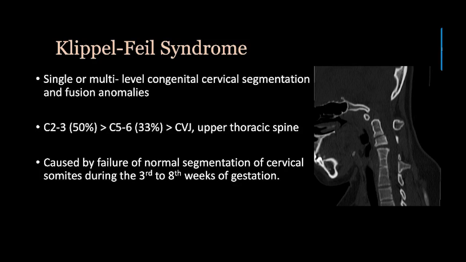It could be a single or multi-level congenital cervical segmentation and fusion anomaly. The most commonly involved level is C2-C3 in 50% of cases, then C5-C6, and then the craniovertebral junction and upper thoracic spine. And it is felt to be caused by failure of normal segmentation of cervical somites during the 3rd to 8th weeks of gestation. Klippel-Feil Syndrome.